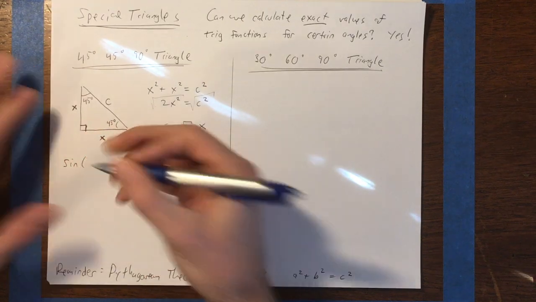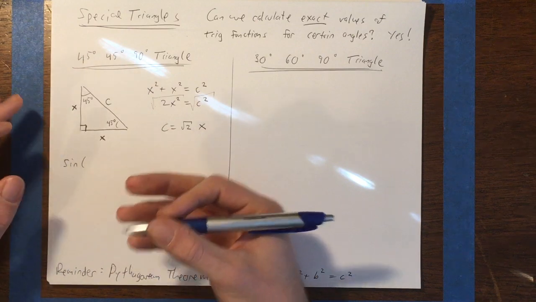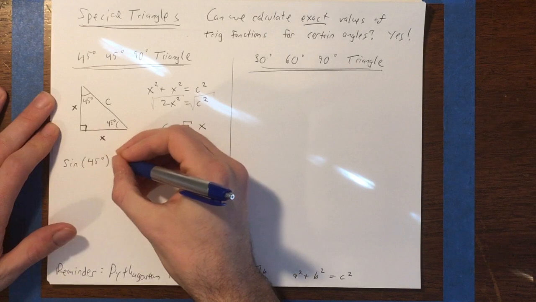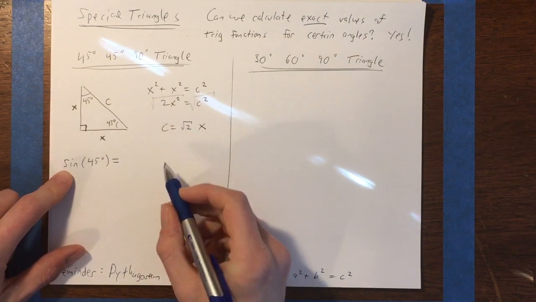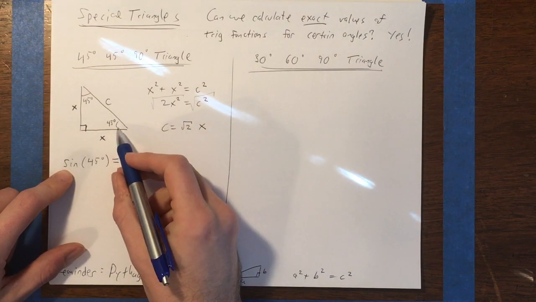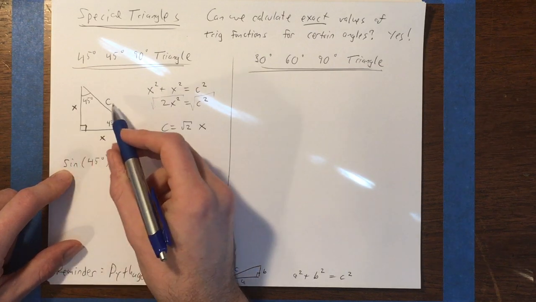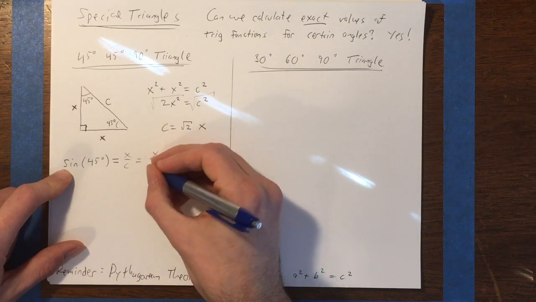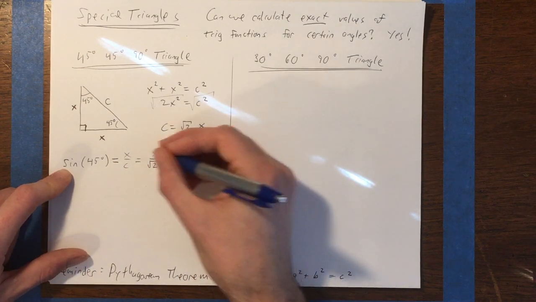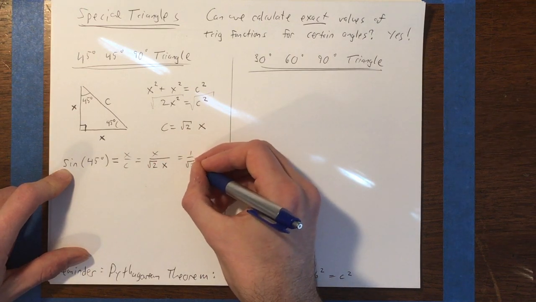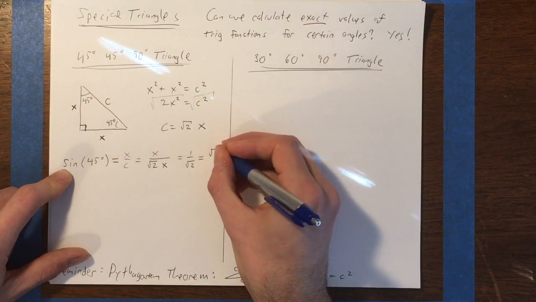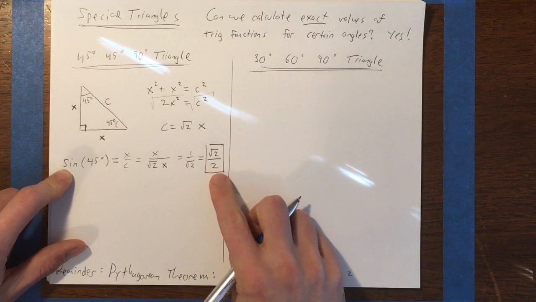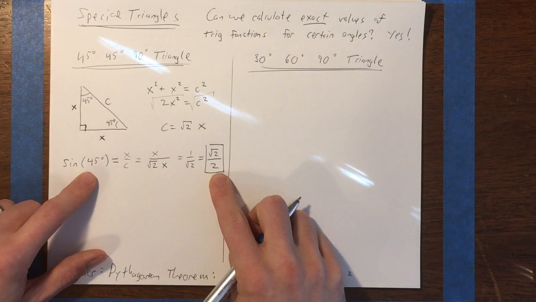Let's take sine. We're going to calculate sine and cosine and tangent of 45 degrees. So sine of 45 degrees, what does that equal to? That, sine of 45 is going to be, it doesn't matter which of these we look at, it's going to be opposite over hypotenuse, which is x over c, which in this case is going to be x over the square root of 2 times x. And the x's cancel out, and we get 1 over the square root of 2, which can otherwise be written as the square root of 2 divided by 2. And that is the exact value of the sine of 45 degrees.